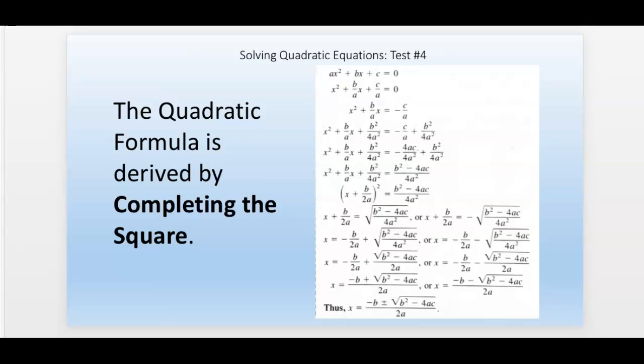Remember, the quadratic formula came from completing the square from the standard form of a quadratic. That's how we got the quadratic formula. We used the technique of completing the square in order to come up with the formula.